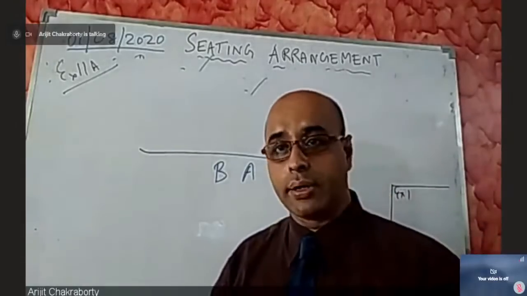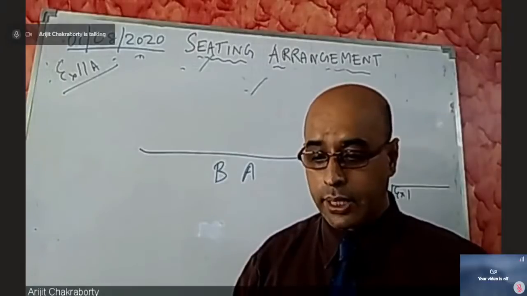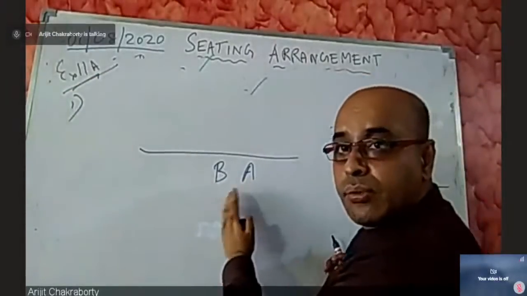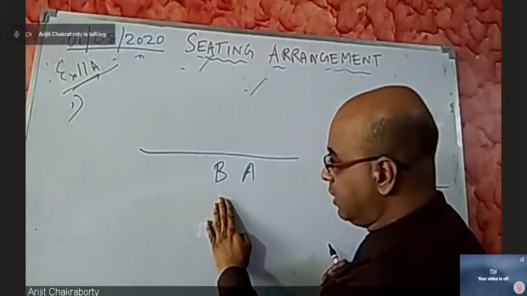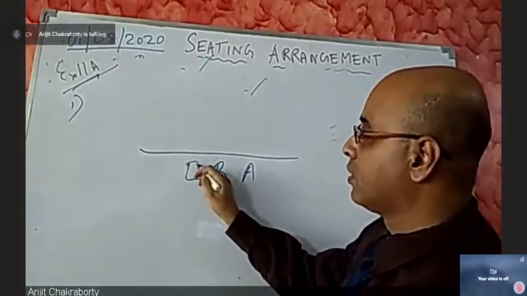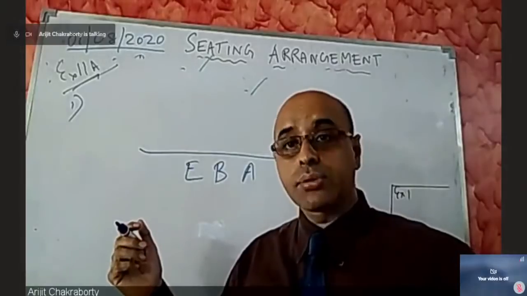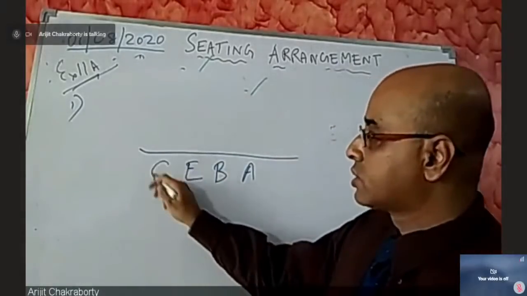Please see number 1. Exercise 11A, number 1. So A is seated to the right of B. We have done it. E is to the left of B. So E is here, left of B. But E is to the right of C. E is seated to the left of B, to the right of C. So C is left.